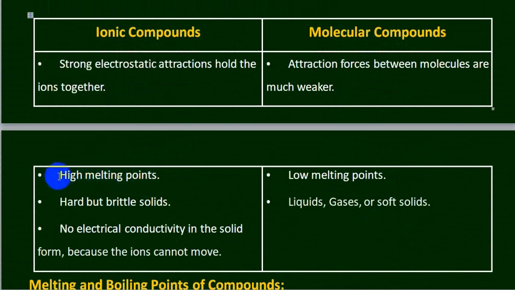Ionic compounds have high melting points, while molecular compounds have low melting points. Ionic compounds are solid and hard, but brittle, they can be broken. While molecular compounds can be liquids, gases or solids, but soft solids that can be melted easily.